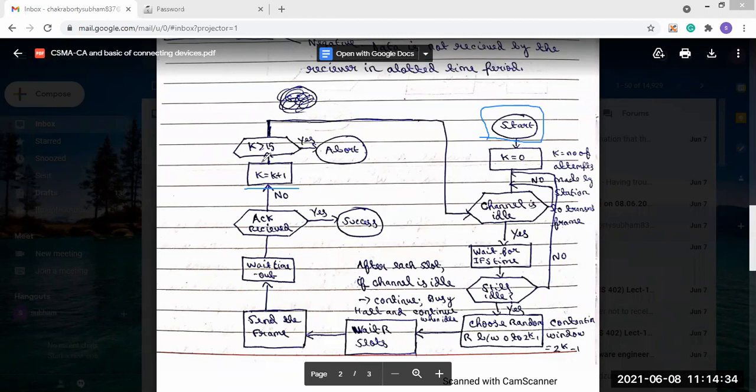But if not, then for the IFS time, find whether the channel is still idle or not, and after that choose a random value and wait for the R slots, then send the frame. After sending the frame, it waits for some time period, and if the acknowledgement is received inside this time period, it is okay. But if it is not received within that time, that means we have to use the second attempt. So that's how this process will continue.